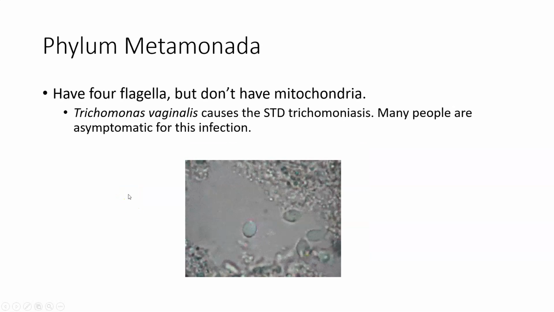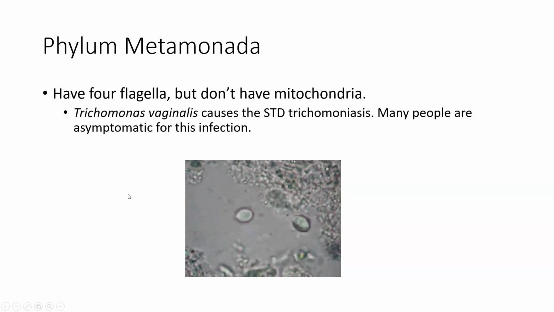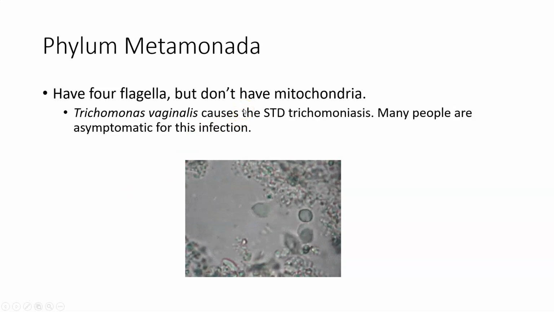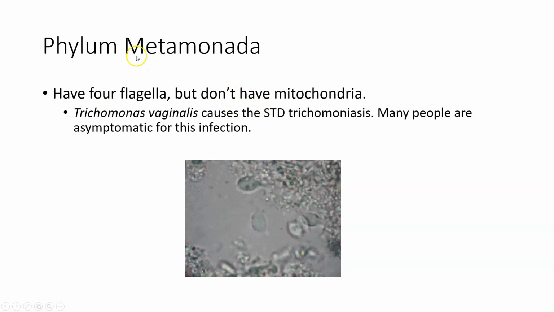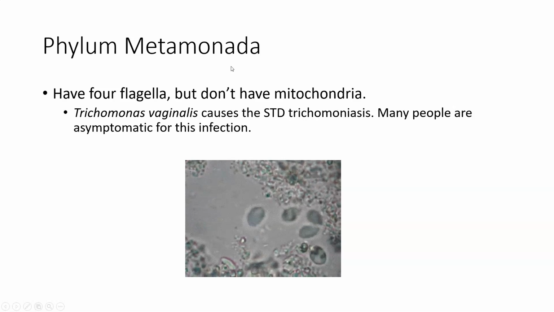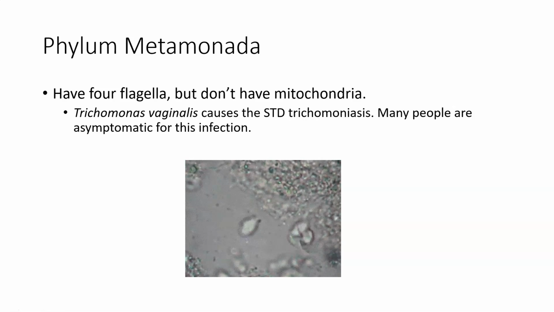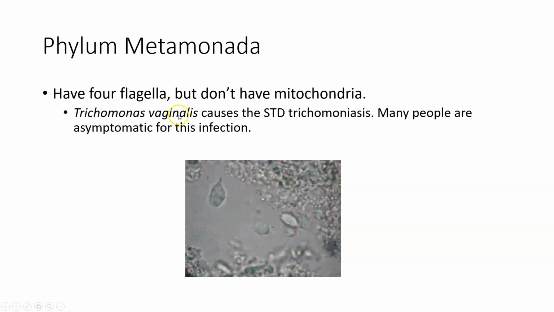Next, Metamonada is what you have next. So this is the one that says eukaryotic, lack mitochondria, have 4 flagella. So in the phylum box before that, you're writing Metamonada. In the kingdom box, this is still Protozoa. Your organism is Trichomonas vaginalis.